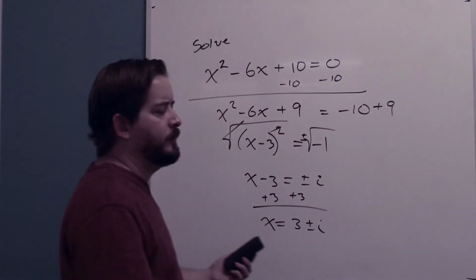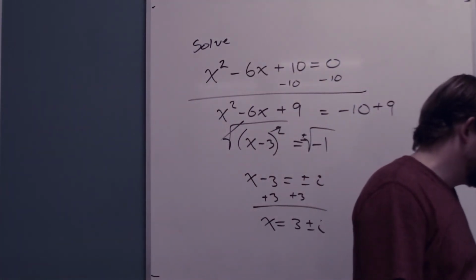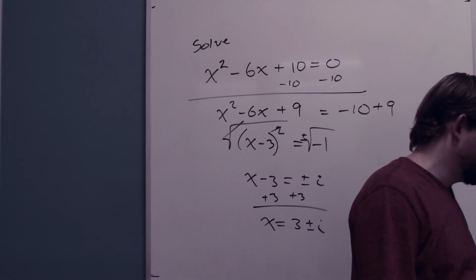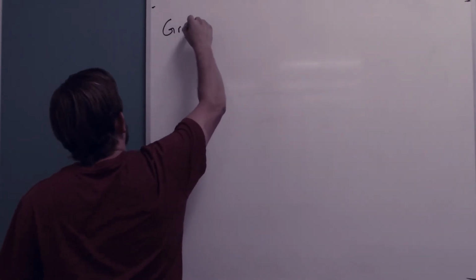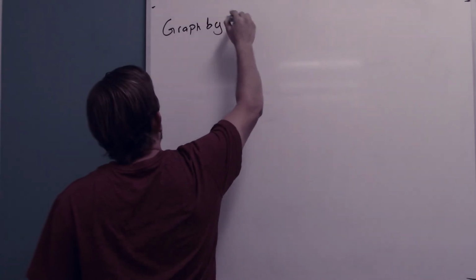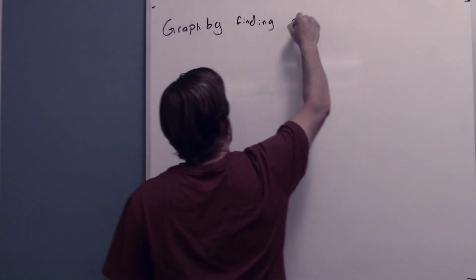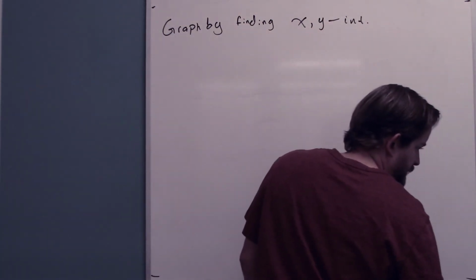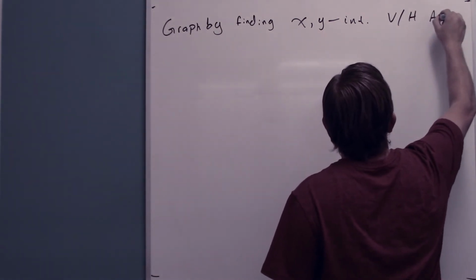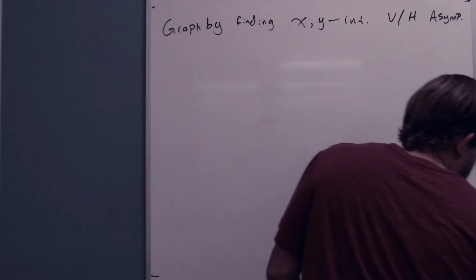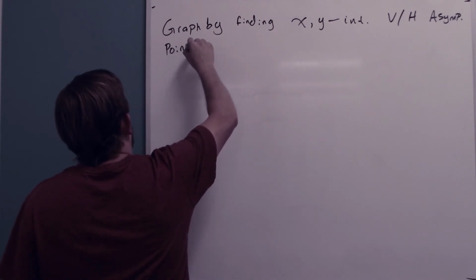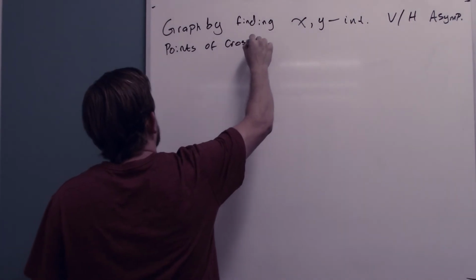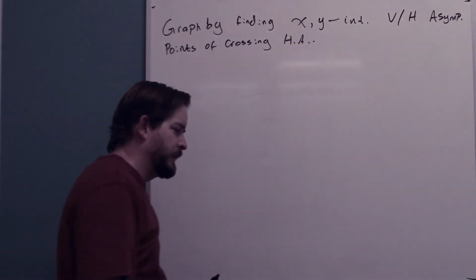All right, and then there's one last problem here. Let's take a look at, I don't know, the ugly one, looks like H. So we're supposed to graph by finding the x and the y intercepts, vertical and horizontal asymptotes, and points where the graph crosses the horizontal asymptotes. Okay, so I'm going to do all of these things.